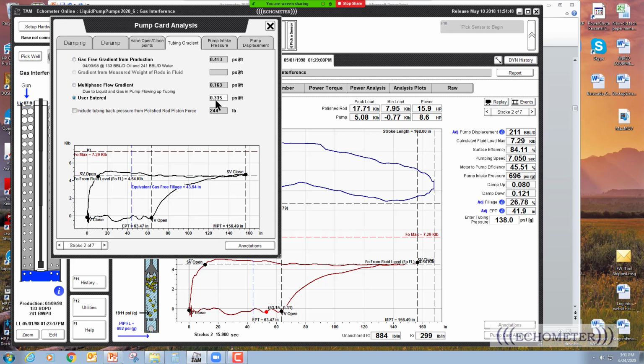And here I entered a lower tubing fluid gradient because there's a lot of gas going up the tubing. It's a lot lower than the gas-free gradient. 0.413 is a gas-free gradient. It's lower than that. And so the multi-phase flow software didn't calculate a very good one. We need to work on fixing this if it's a bug, or at least selecting a different method.